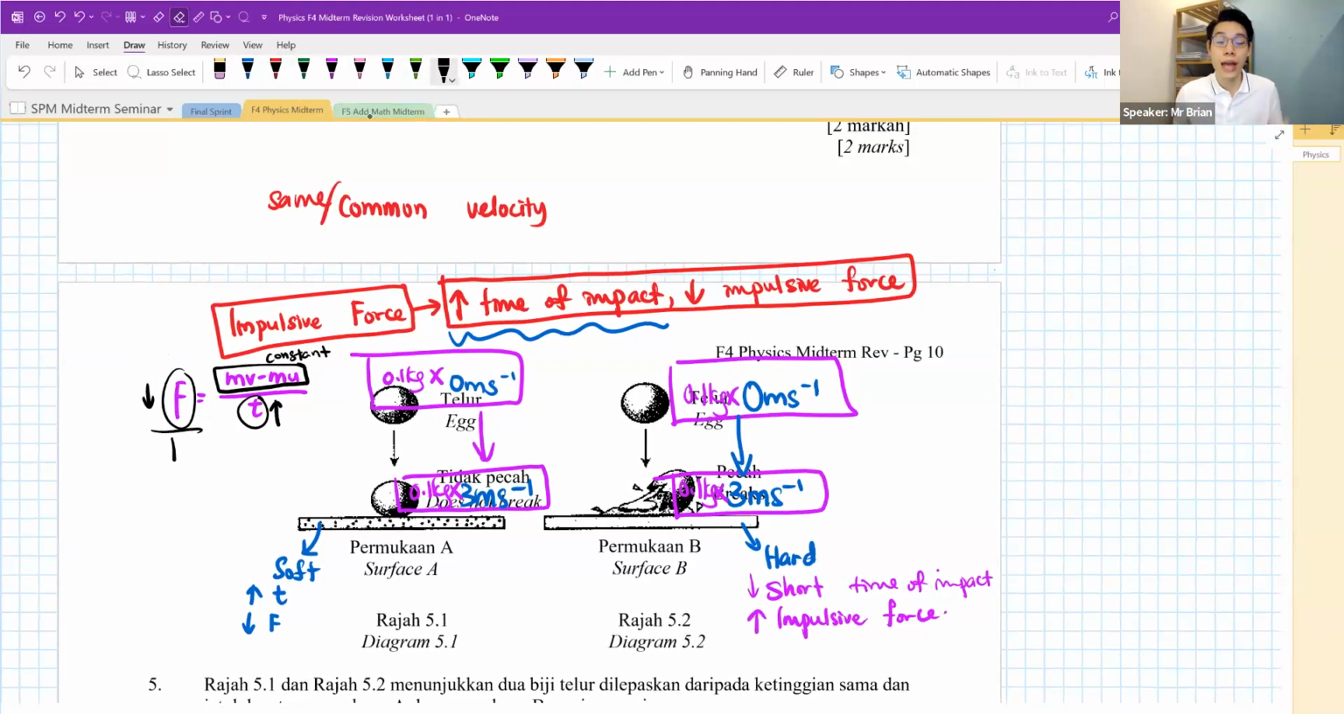In this situation, mv minus mu is the change in momentum. So the change in momentum is the same because you drop it from the same height. What affects the force is the type of surface, whether you allow the egg to sink in, whether you give it more time or not.